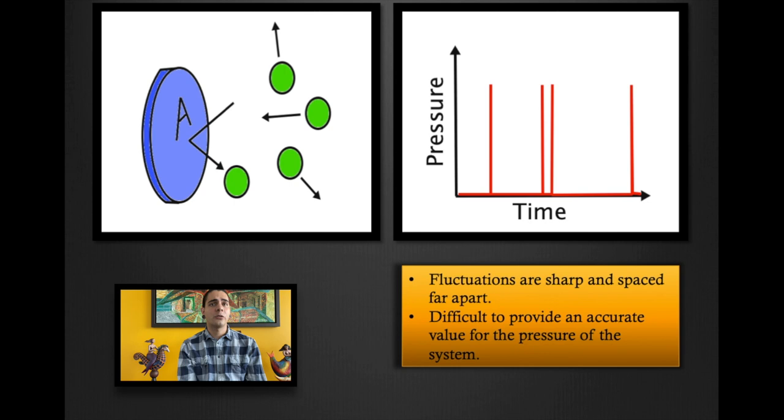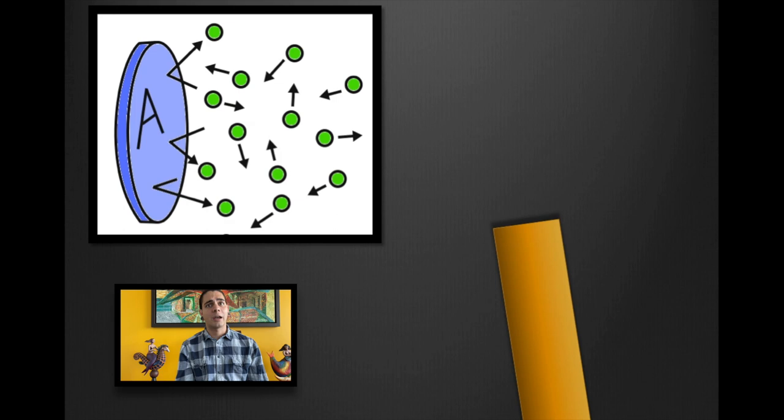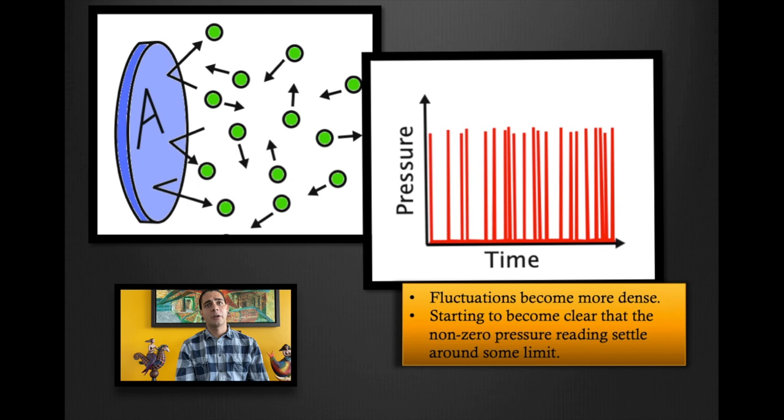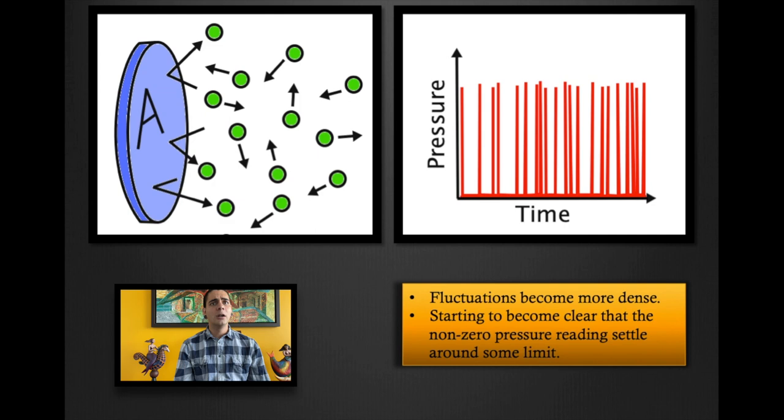Well, suppose now we increase the area of our target. Because the area of our target has increased, more gas molecules collide with it, resulting in a greater force acting on the target. However, because both the area and the force have increased, the pressure stays roughly approaching the same value. This is also assisted by the fact that we assumed the density of the gas is constant. Because the collisions are more frequent, the fluctuations in the pressure become more dense, and the data points that signify a non-zero pressure appear to settle around a certain value.